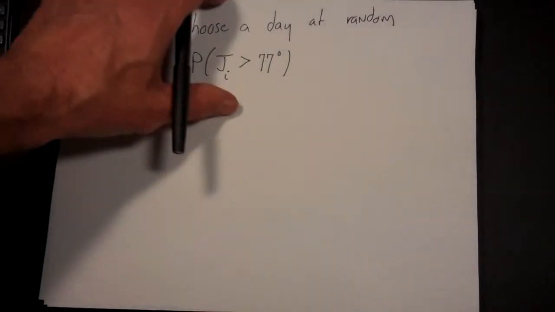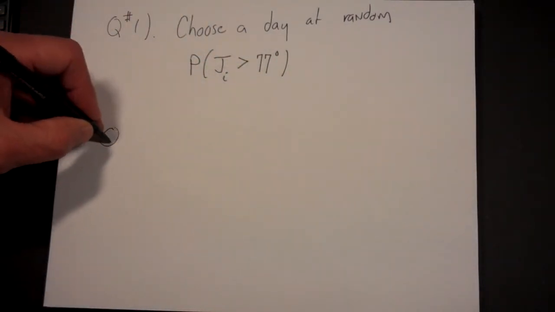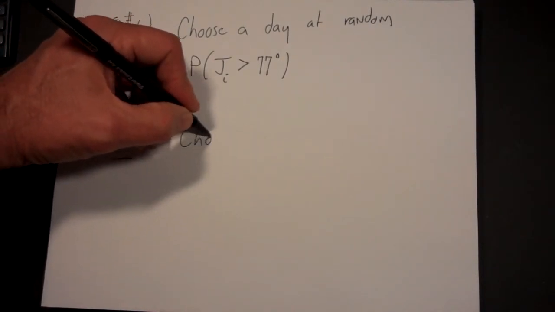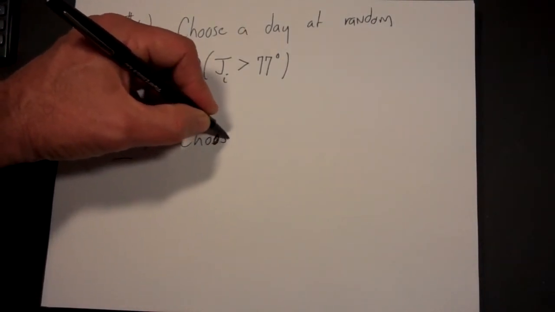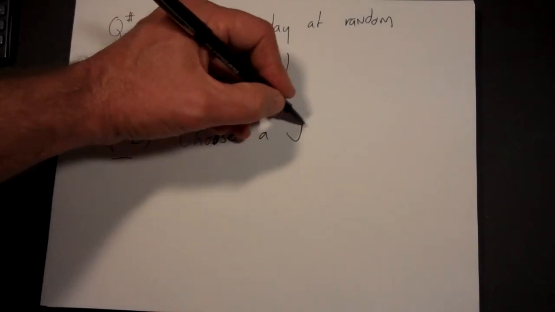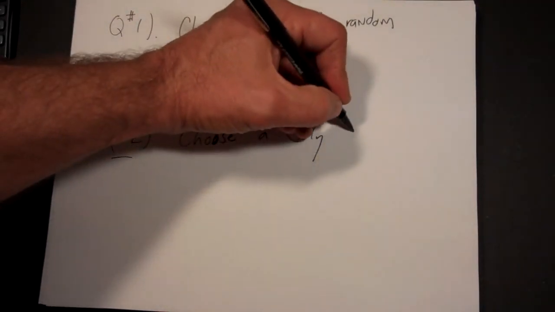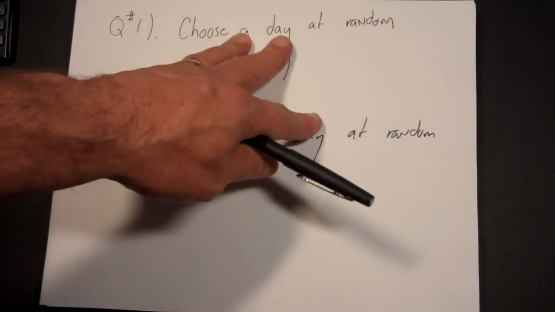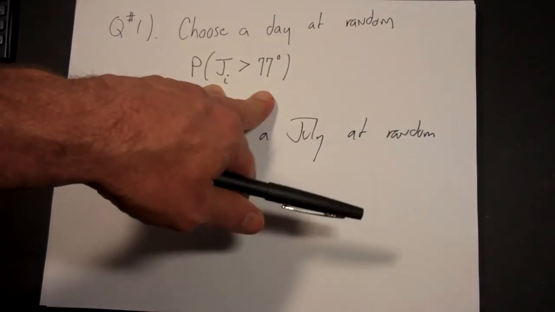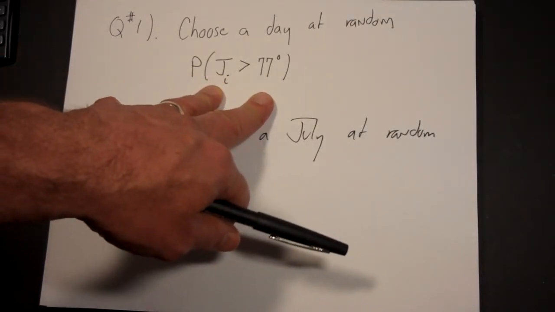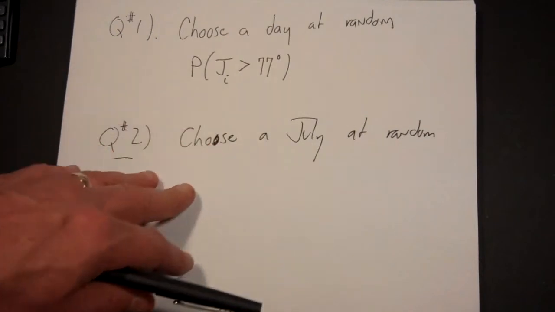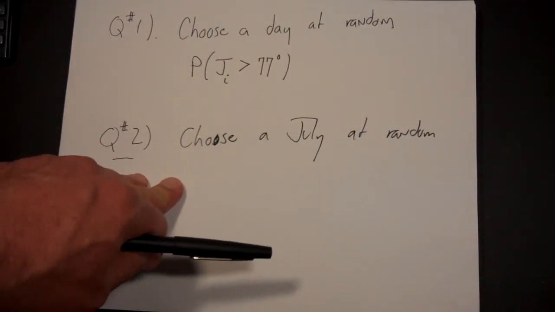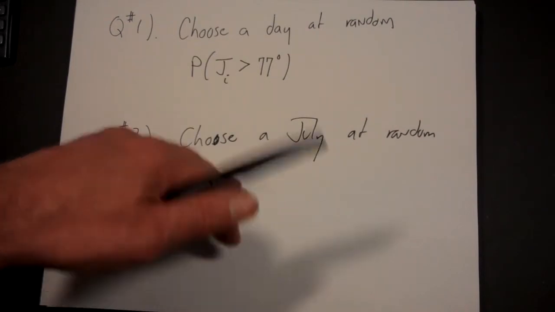Now, question two is going to be a little bit stranger. In a sense, you're going to choose 30 days at random. Or let's think of it other ways: let's choose a July at random. So here we choose a given day in July in this city and see what the probability of greater than 77 degrees is. And then the next question is, of all the hundreds of years of temperature data we have, we're going to choose a July at random.